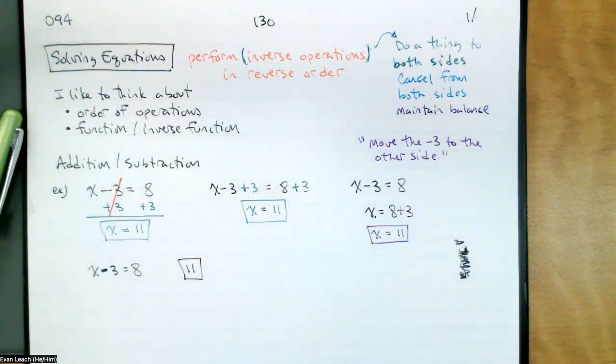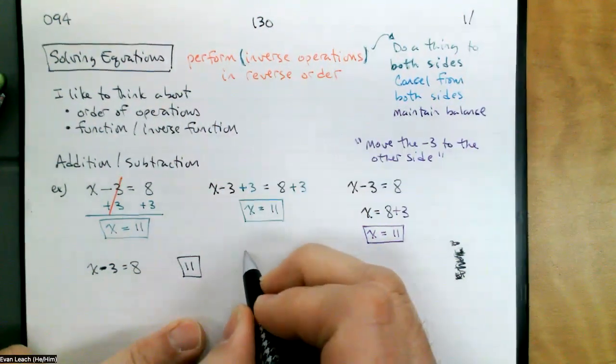So the important thing here to note is that we look at what happened to the x. We subtracted 3. So the inverse of that is adding 3. X turned into 8 by subtracting 3. We turn 8 back into x by adding 3.